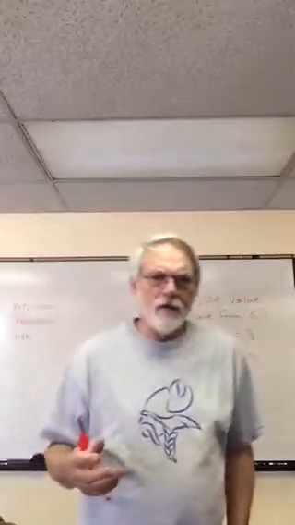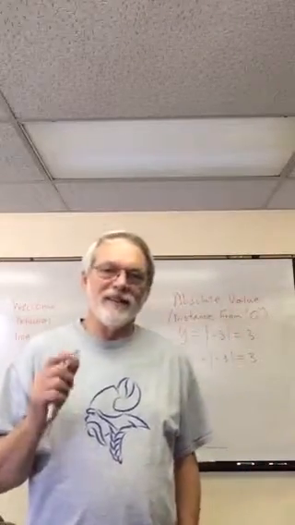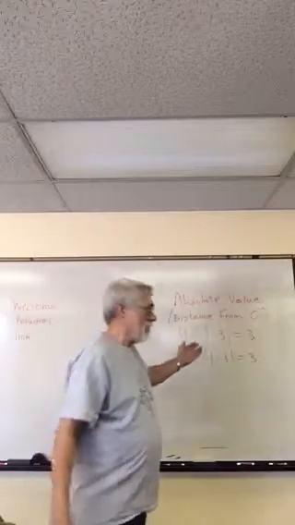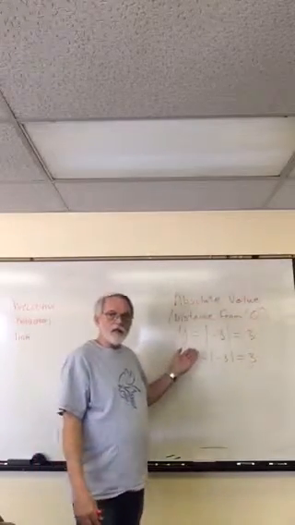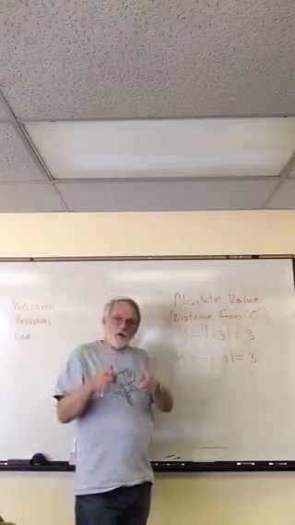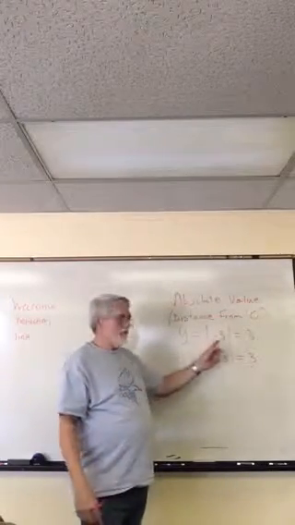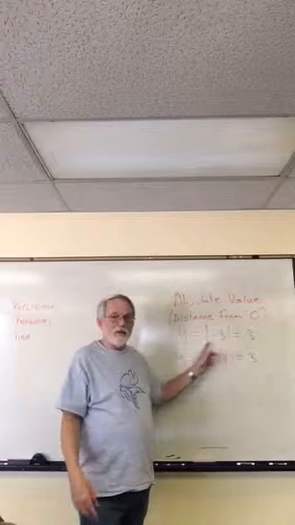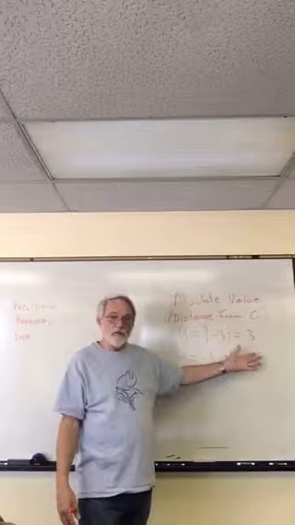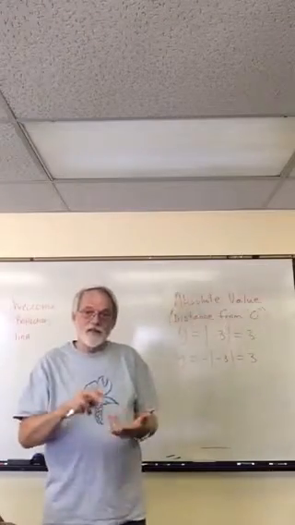Absolute value. What is absolute value? Absolute value is the distance from 0. So if you have an equation, y equals the absolute value, these vertical parallel lines mean absolute value. So y equals the absolute value of -3 equals 3, because absolute value is the distance from 0.